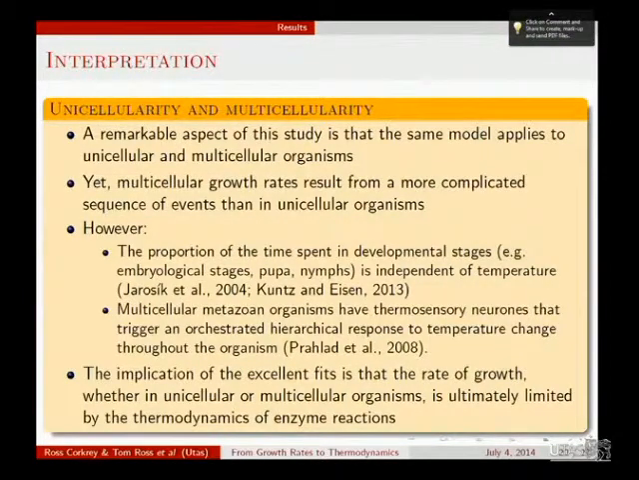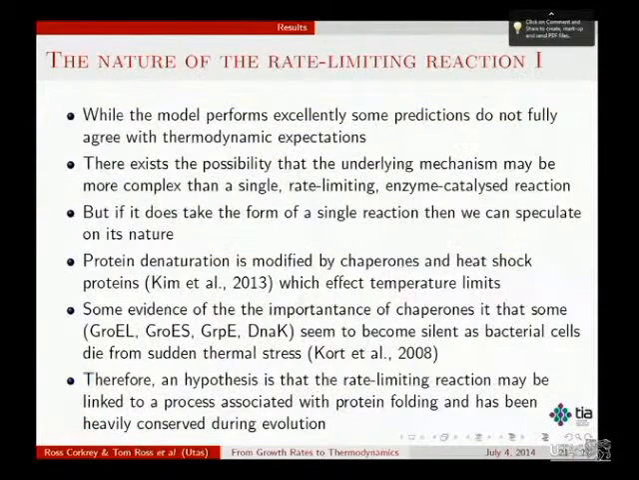Also, metazoa have thermosensory neurons, which can trigger a hierarchical response right through the entire organism as a result of heat stress. So maybe that also has something to do with it. These are just ideas that may be connected. But the implication of these fits that we get, whether it's multicellular or unicellular, is that such growth is always limited by the thermodynamics of enzymes.